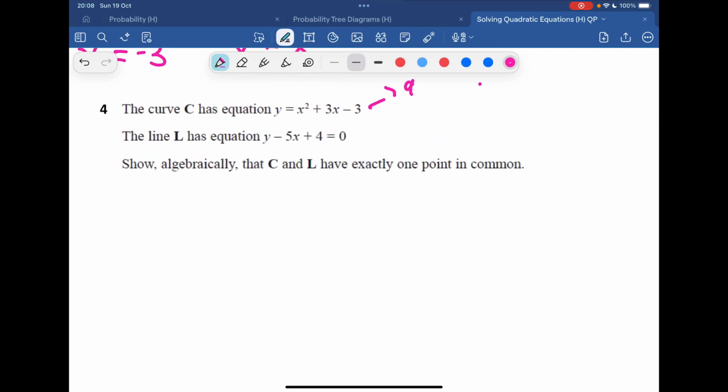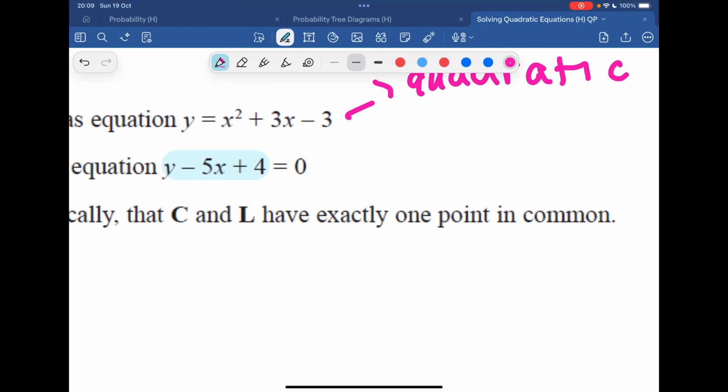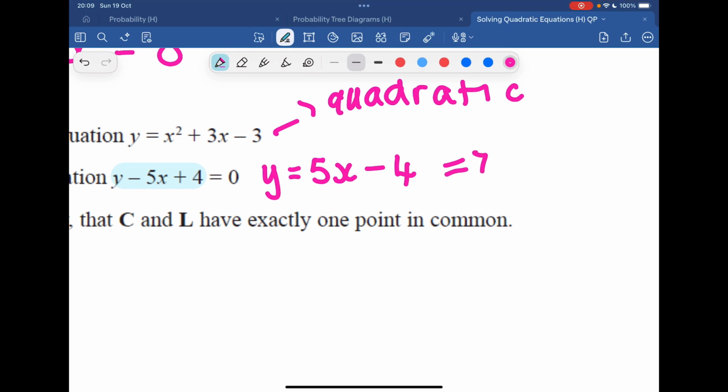This is obviously quadratic. We have this x squared term. It tells us it's a quadratic. And this is a straight line. It does tell us that in the question, but it's not as obvious to see. We can rewrite this in the form y equals mx plus c. If we keep the left hand side of the equation equal to y, we can add 5x to both sides and subtract 4 from both sides to give us y equals 5x minus 4, and this is in the form of a straight line.